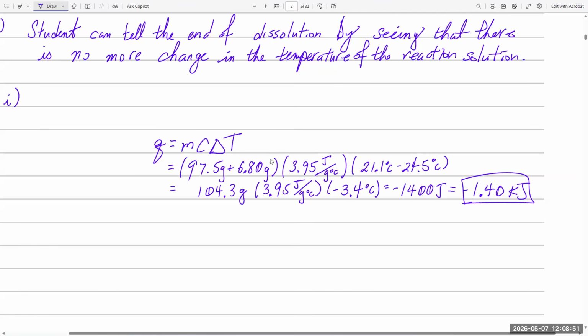Okay. All right. So D is done. Let's go to E. This is a long one, right? All right, the student performs a second experiment using the same mass of water, but 6.80 grams of rubidium chloride instead of 6.80 grams of potassium chloride. Is the magnitude of the molar enthalpy of solution approximately equal?